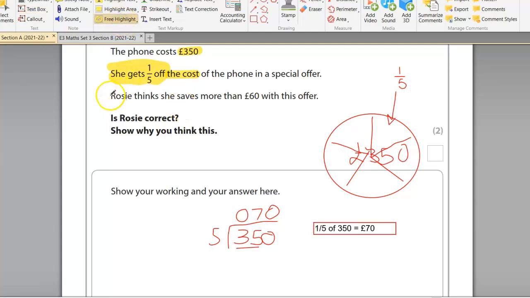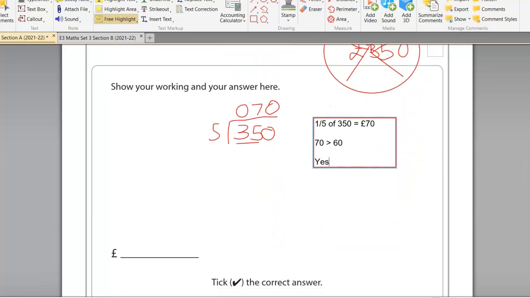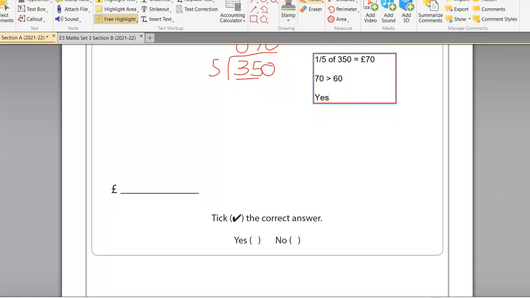And the question said that Rosie thinks she saves more than £60 with this offer. Well, 70 is more than 60. So yes, Rosie is correct. So we need to tick yes down here because it says tick the correct answer. And we need to make sure we put the 70 here next to the pound sign. All right, so that's our first question.